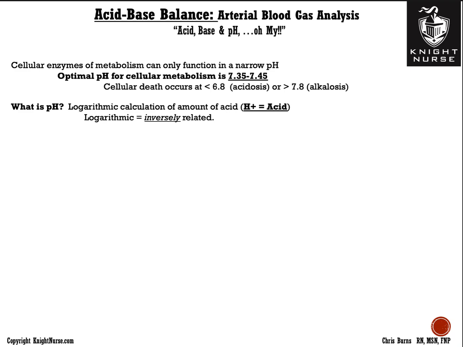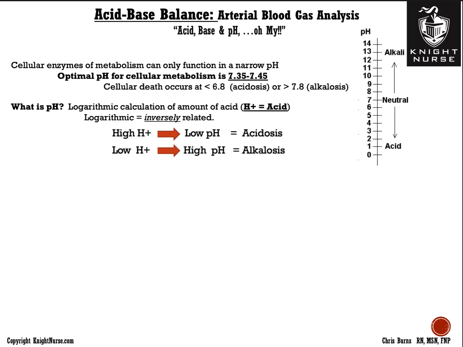It's a logarithmic calculation of the amount of acid in the blood. H+ is acid, the hydrogen ion. And it's logarithmic, which means mathematically it will show up inversed. So what does that mean? It means high hydrogen ion acid gives you a low pH. So low pH is acidosis, whereas a low hydrogen ion concentration in the blood gives you a high pH, so it's alkalosis. So the top of the scale is alkalosis, basic, and the lower scale is acidosis.